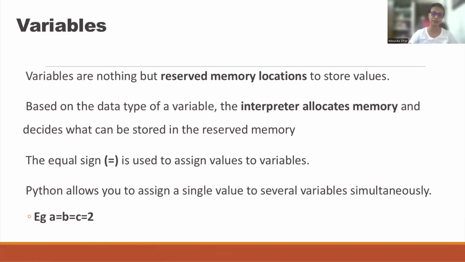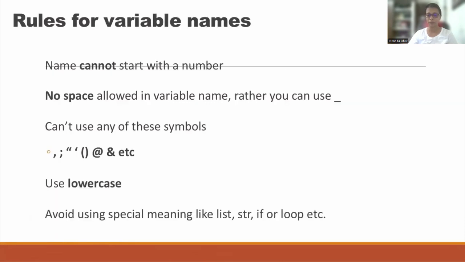The second thing, which it is showing here, is that you can assign one value to more than one variable. To assign a single value to several variables simultaneously, like a equal to b equal to c equal to 2. This is possible in Python. So this is a very simple concept of variable.